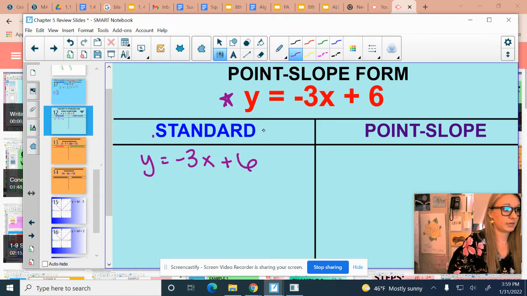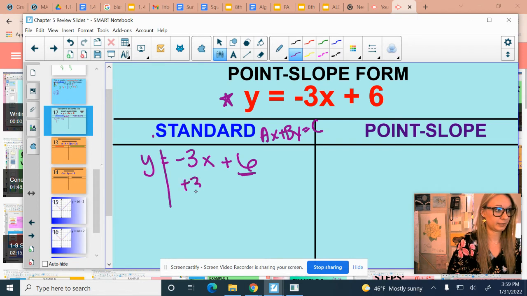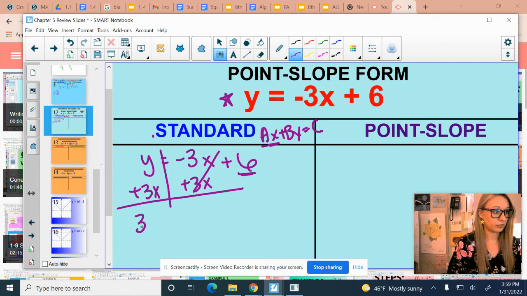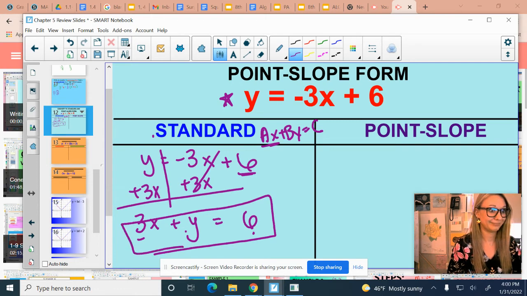So I know for standard, it's going to be ax plus by equals c. So I want this integer to stay. I essentially just need to move over my x term here. And in the form, the x term comes first. So it'll be 3x plus y equals 6. Now, these are all integers, so I'm good, and it's in the correct order, so I'm done.